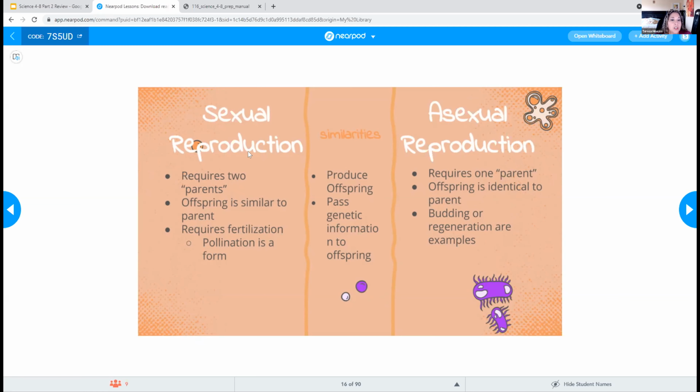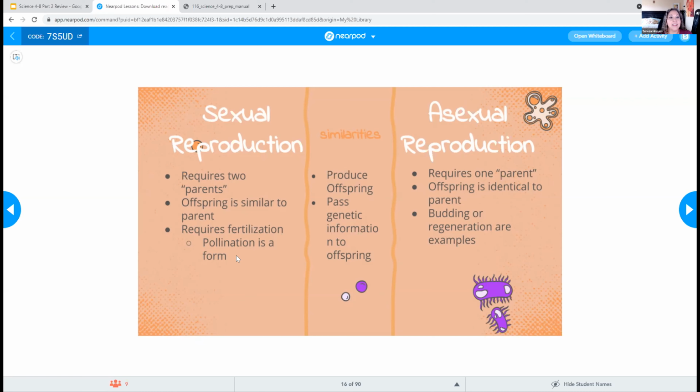And with sexual reproduction, you're going to have offspring that's going to be similar to the parent, but not identical. It's going to require some sort of fertilization. And when we think of plants, pollination is a form of fertilization. For those of you that have allergies to plants, if you're allergic to all the pollen, I would tell my students, you're allergic to plant sperm, right? And they laugh, but that's how they remember that that's sexual reproduction.